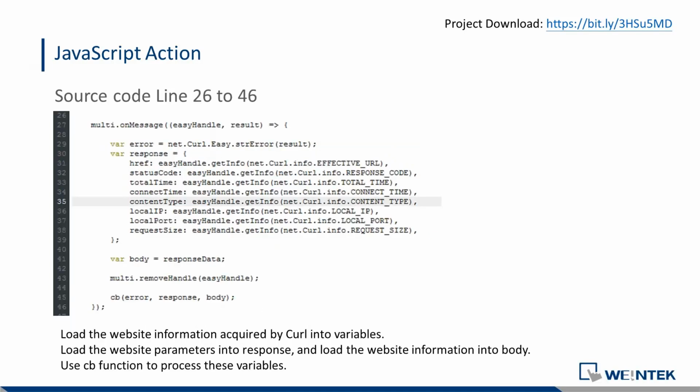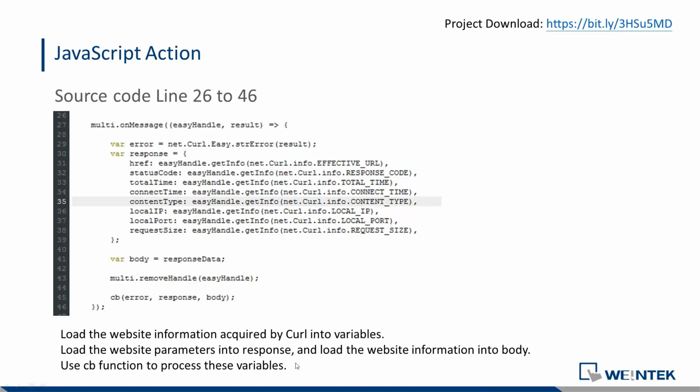Next, from line 26 to 46, we're going to load the website information acquired by curl, and we're going to give the parameters to new variables. We're going to load the website parameters, because you may get the IP, the time, the port, these kinds of parameters from the website, and load the website information into another variable called body. See line 41 here. Here's a var body. It is a new variable, and we're going to put the website parameters into body.